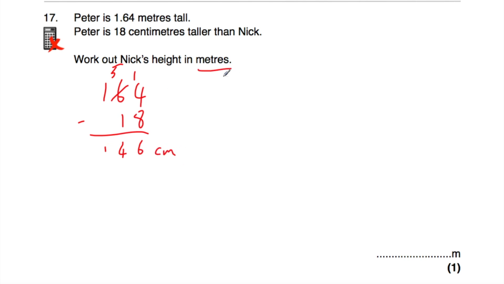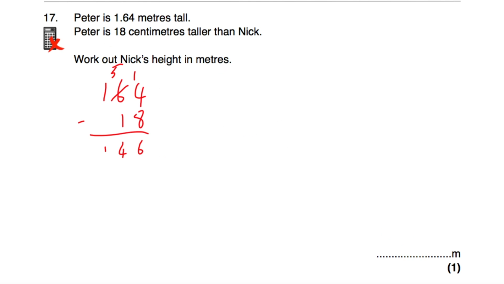But the question says to give our answer in meters, so if we change this into meters, that would be 1.46 meters. And that's it. So Nick's height in meters is 1.46. And I just wanted to show you that you could do this question without changing them into decimals, and that there's nothing wrong with that. This question doesn't say you have to do adding and subtracting decimals. I just want to show you that that approach would work as well.